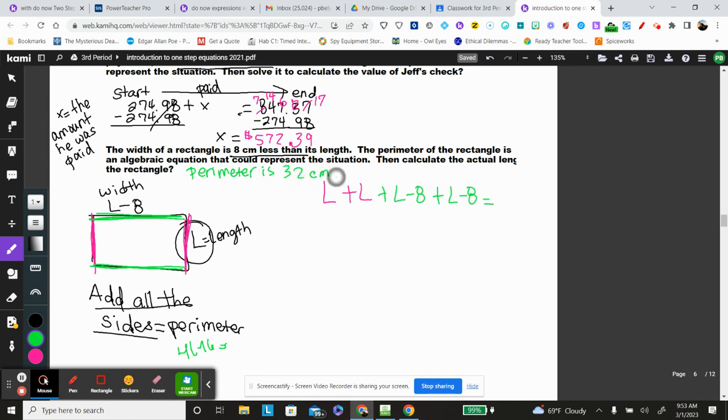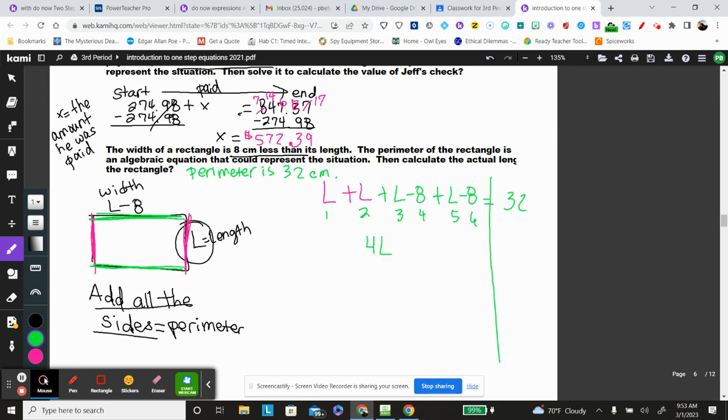32 centimeters. Write that down on your paper somewhere, because you're going to need that. We said the perimeter is 32 centimeters. So if I add all these sides up, I get 32. Now all I have to do is combine like terms. That's term 1, term 2, 3, 4, 5, and 6. Which terms can I put together? 1, 2, 3, and 5. How many L's is that? 4.